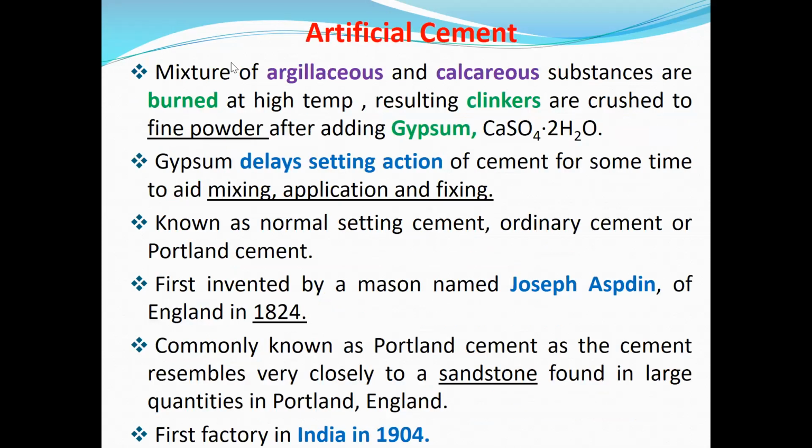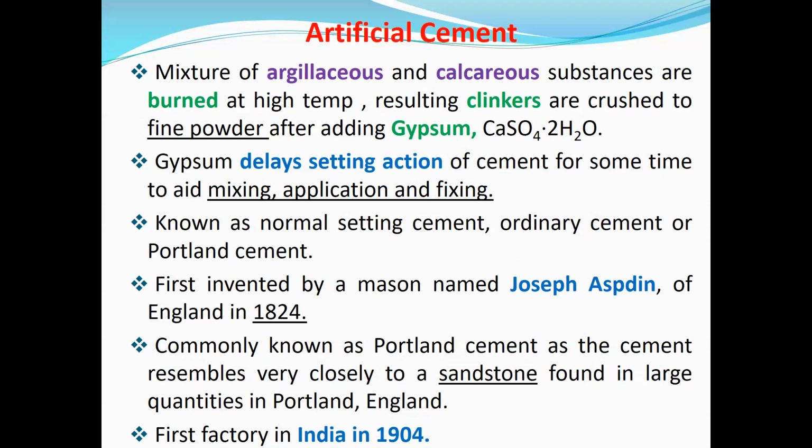And then people invented artificial cement later on. Okay, that means the present cement. What is artificial cement? It is a mixture of argillaceous and calcareous substances, but they are maintained in proper ratio, because you are making it artificially. Here also, the procedure remains the same. The materials are mixed in the right proportion.